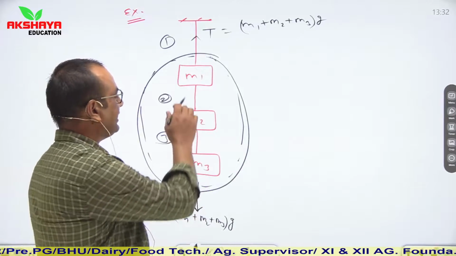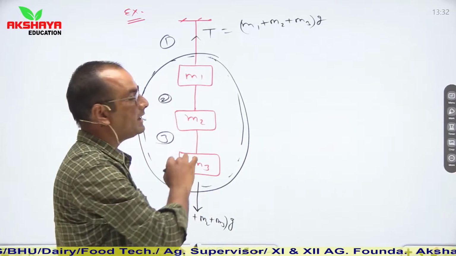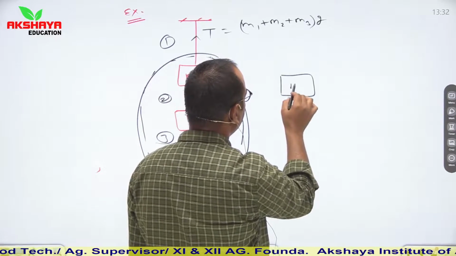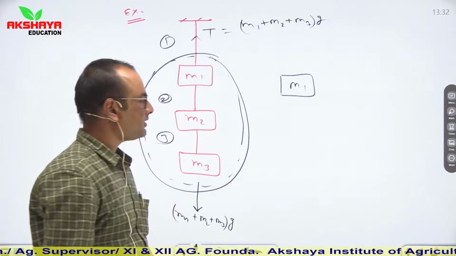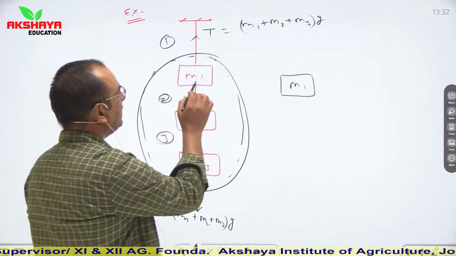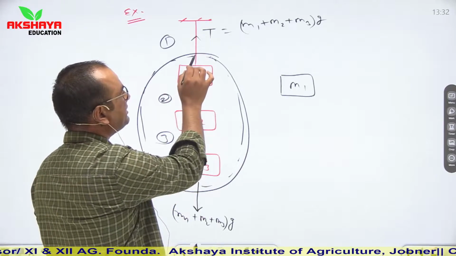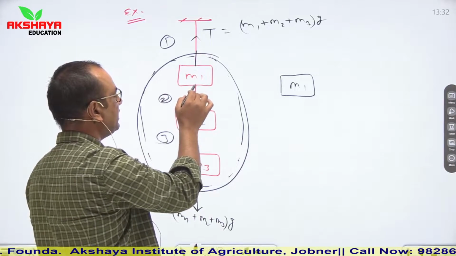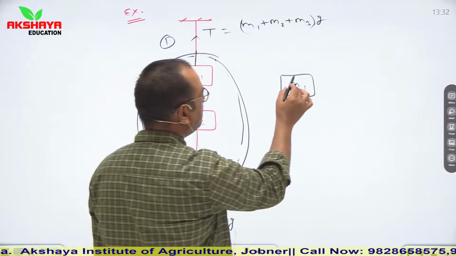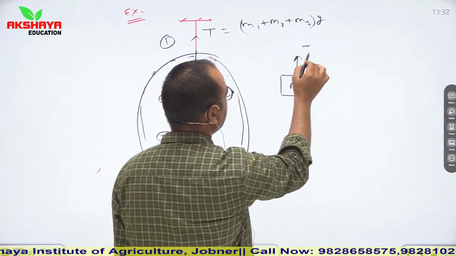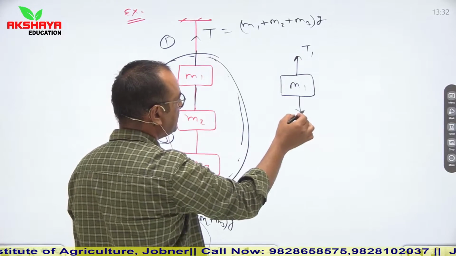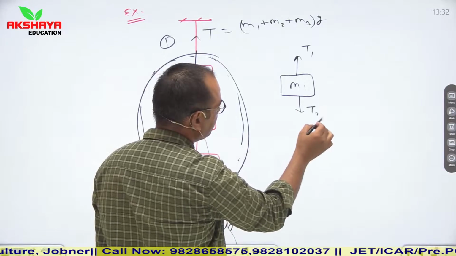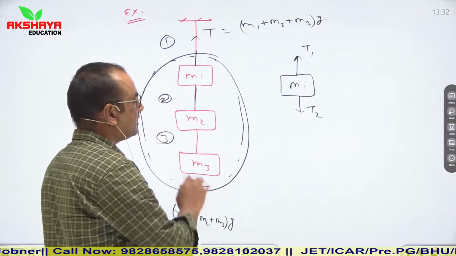Now individually, let us talk about M1, M2 and M3. If we draw FBD of M1, then see, it is connected in upward direction by this string. It is connected by two strings, one this one and another one is this. So in upward direction, let us say its tension is T1. In downward direction, it is connected by its second string. So let us say tension is T2.